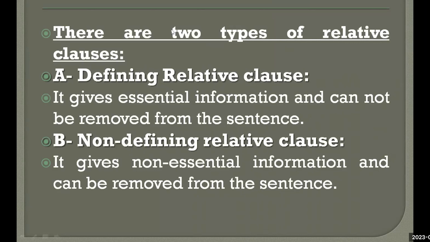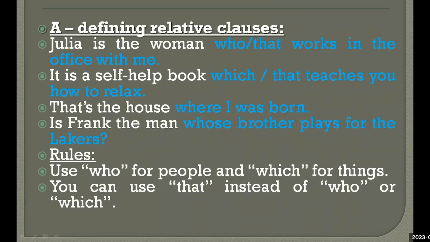Let's take some examples. So that's a defining relative clause. Look at this example. Julia is the woman who or that works in the office with me. Now, this part is called the defining relative clause, who or that works in the office with me. It consists of two parts. We have the relative pronoun here, who or that. This is called the relative pronoun. And then this is the remaining part of the clause. So all of this part is called the clause. Here in the situation, it's the defining relative clause, and this is the relative pronoun.